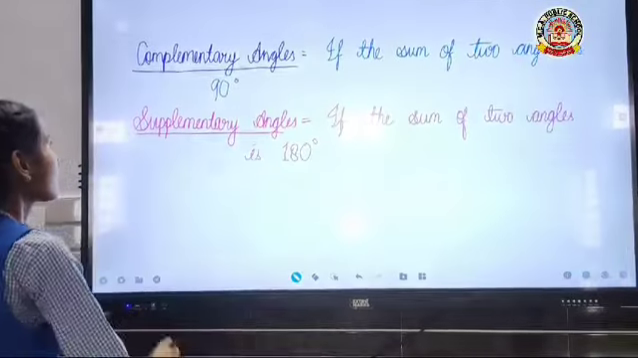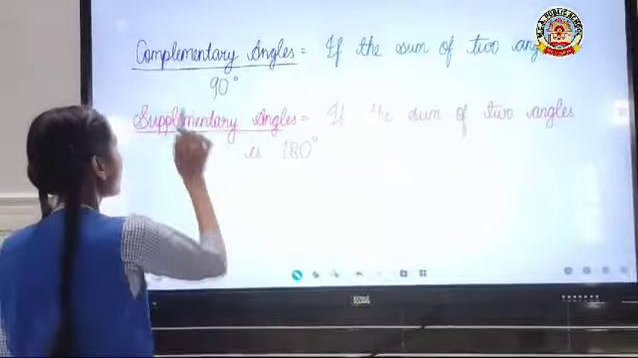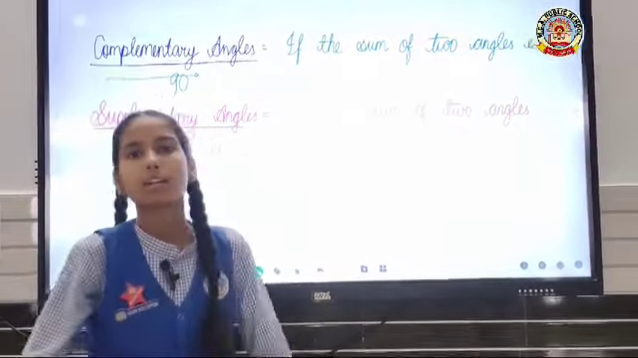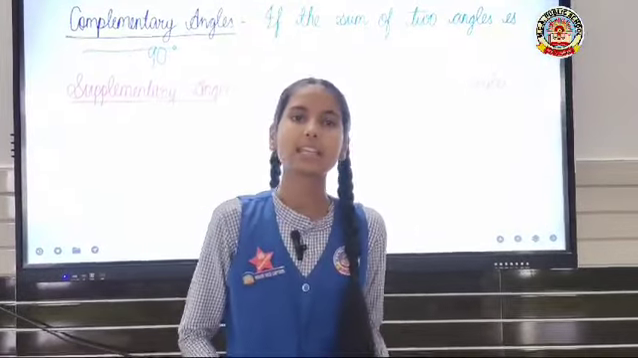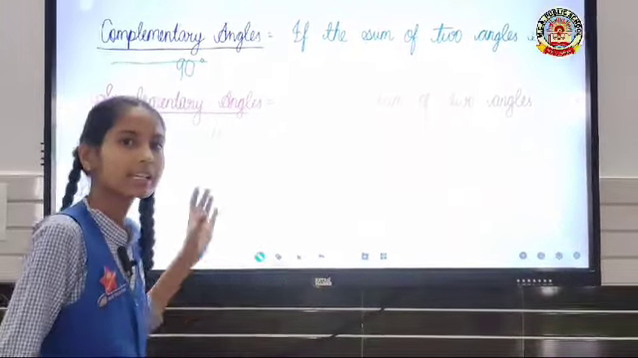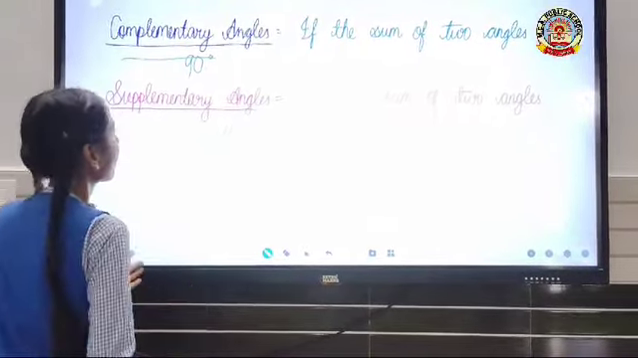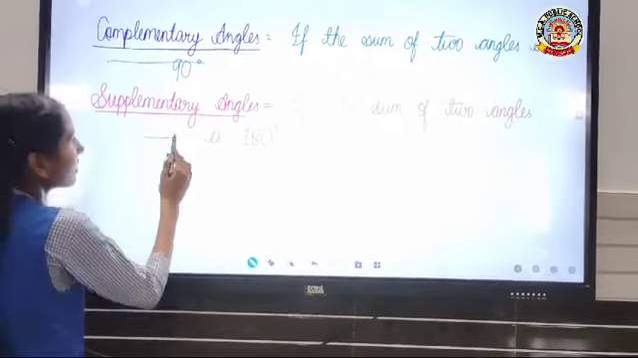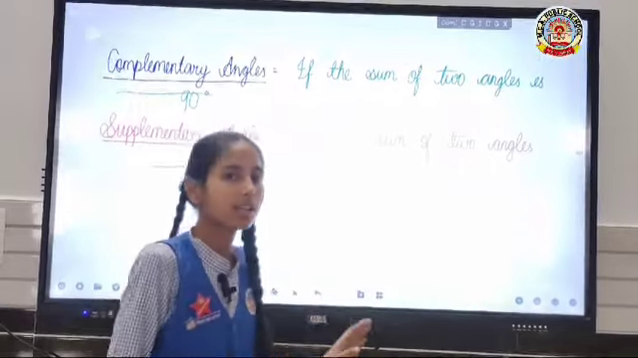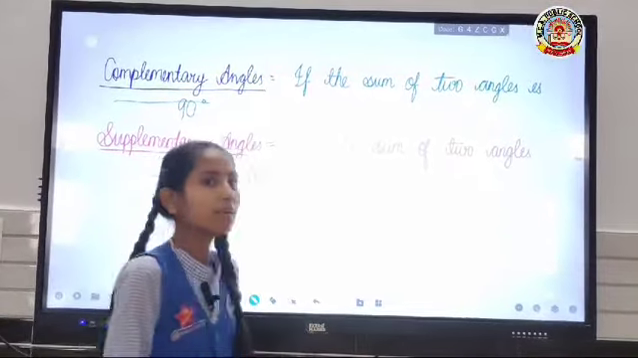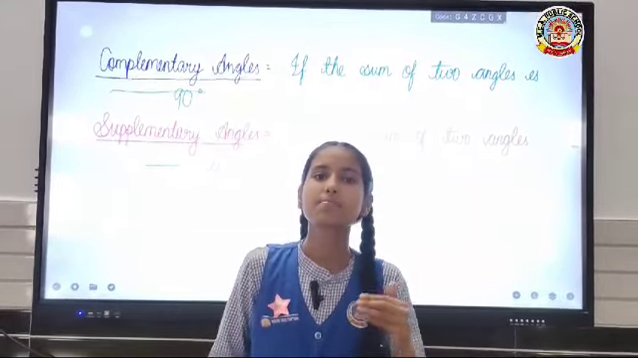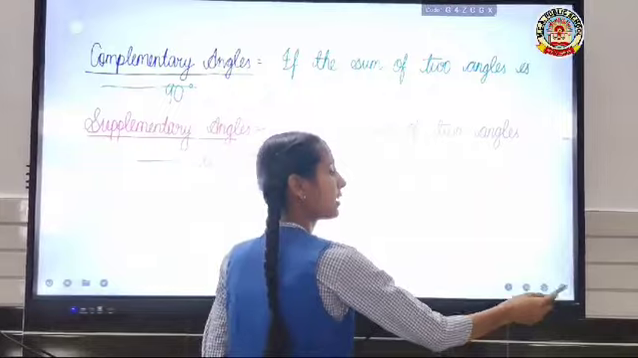Let's move to the next, which is complementary angles. If there are two angles and their sum is 90 degrees, then they are called complementary angles. Now next is supplementary angles. If the sum of two angles is 180 degrees, then they are called supplementary angles. Complementary angles sum to 90 degrees and supplementary angles sum to 180 degrees.